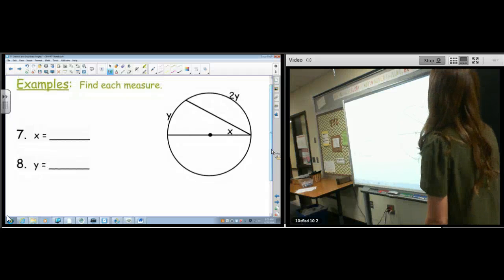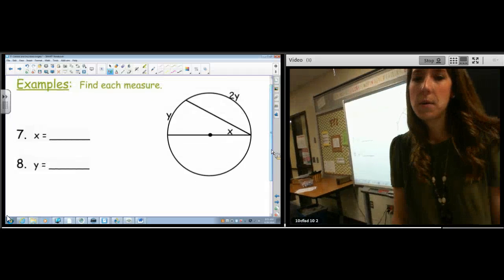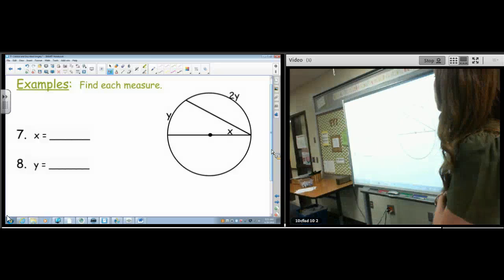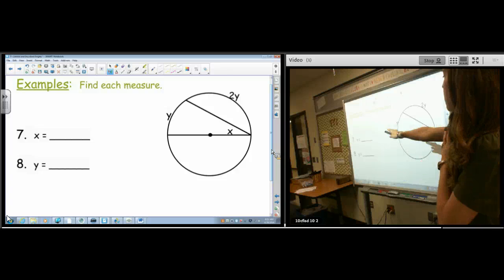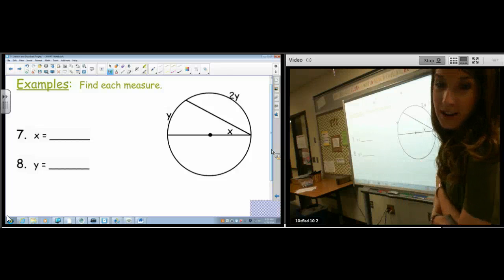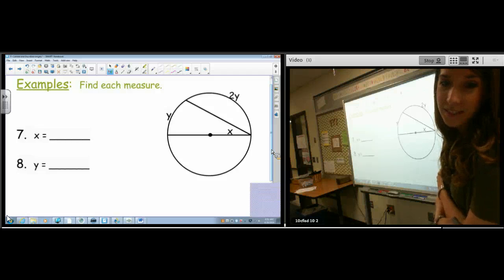All right, let's keep going. Oh no, there's no angle measures here. What are we going to do? You can't put as your answer x is 1/2 y because we want to get actual numbers.